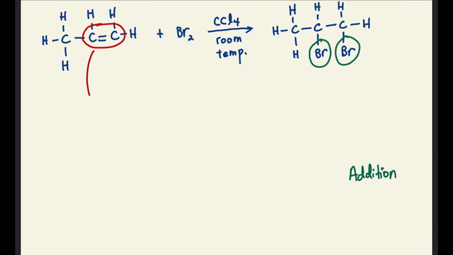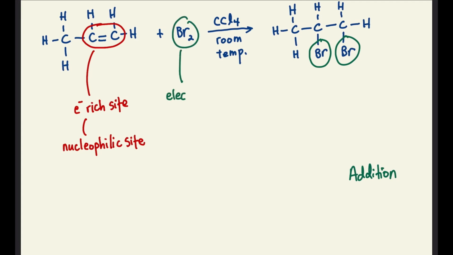Carbon-carbon double bond is an electron-rich site. It is a nucleophilic site. Now, we can decide that bromine is an electrophile. The name of the type of reaction depends on what attacks our nucleophilic site. Therefore, electrophile is the species that will give the name, which is electrophilic addition.